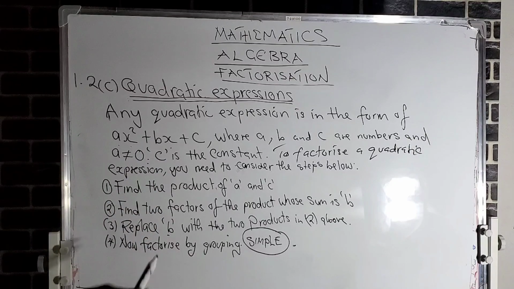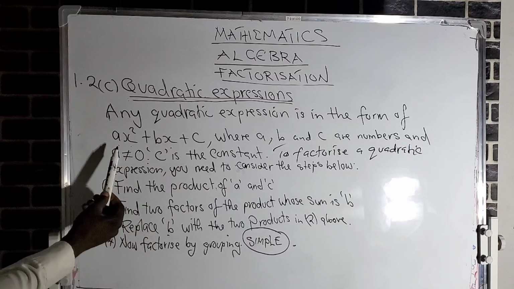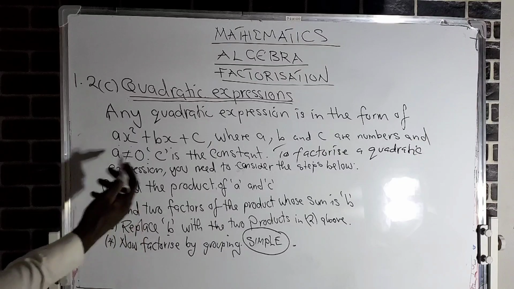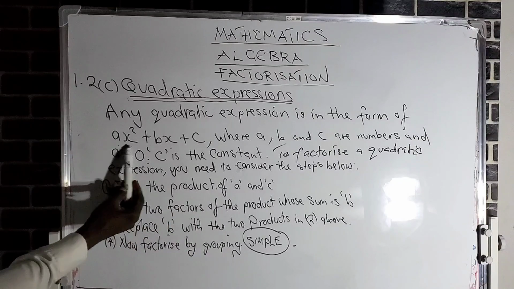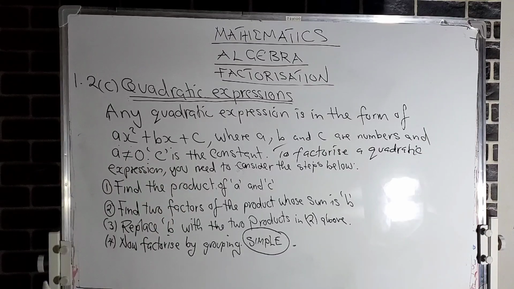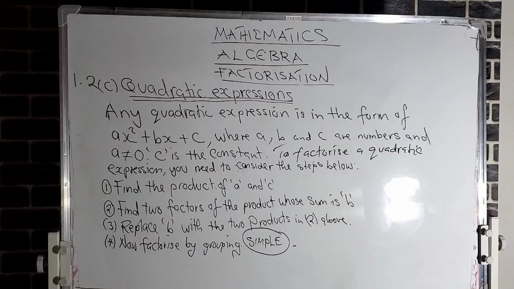Now, how can you factorize a quadratic expression in this form? It's not as direct as factorizing the common factor or grouping. You can't group because there are only how many terms? 3 terms, okay? You can only group them when you have at least 4 terms, right? Now, there are steps that you need to consider in order to factorize a quadratic expression.